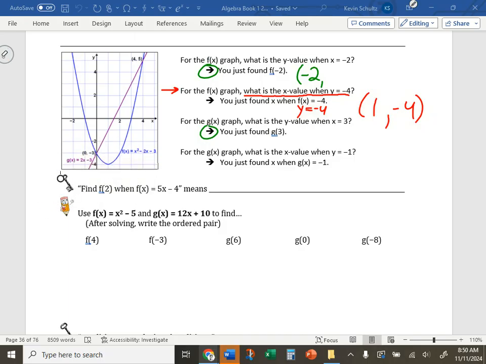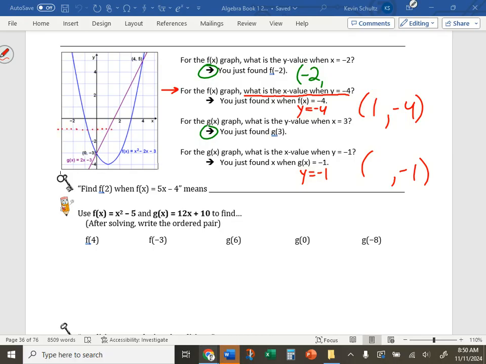The fourth one, for the g of x graph. What is the x value when y is -1? So again, I'm telling you g of x, that's y. Y is -1. Notice I did not replace x with anything. That's because that's what we have to solve for. Right? Find x. So in this ordered pair, y is -1. We're looking at the g of x. Here's -1 on the y-axis.